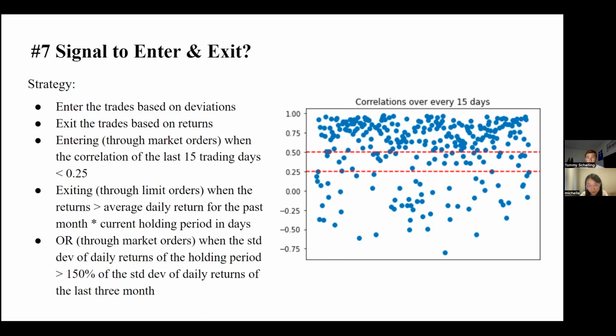Additionally, if that did not work out, when the standard deviation of daily returns of the holding period is over 150% the standard deviation of daily returns of the last 3 months, that would also be our strategy to exit.